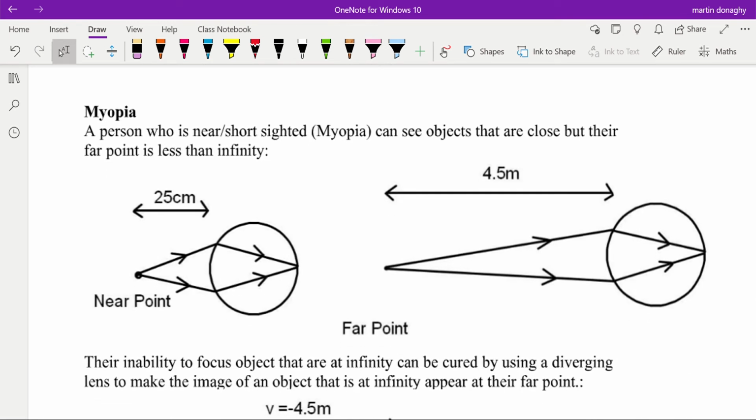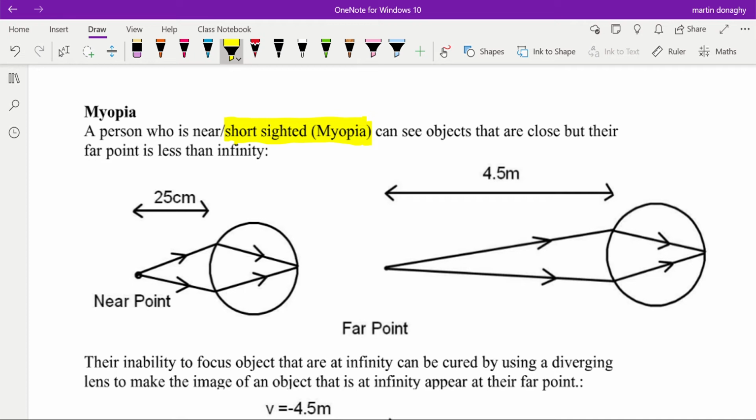Okay, so the first defect of vision we're going to look at is myopia, which is just another word for short-sightedness. I will usually use the word short-sightedness, but you need to know if you see that word in an exam that it means short-sightedness. Okay, so myopia. Someone who is myopic would have short vision.